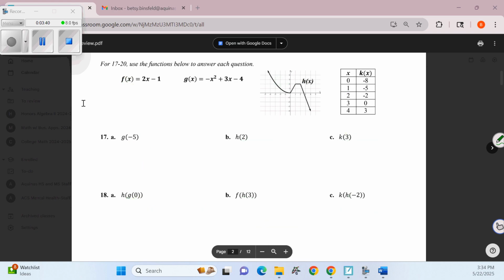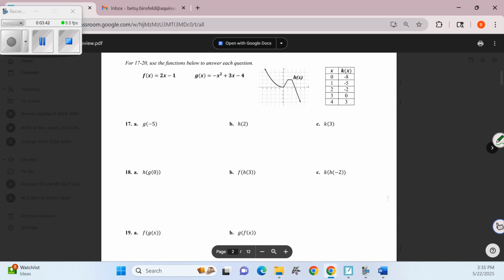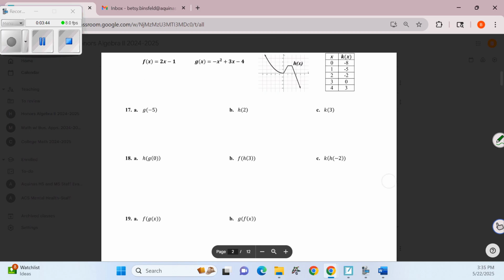Okay, moving along. I'm going to zoom out so I can keep a look at our functions here. So number 19, this one gets a little bit different because I'm not asking for you to plug in a specific value. I'm looking for you to find F of G of X. So let's find G of X, and let's actually just plug in the whole function G of X for what it is. So -X squared plus 3X, and then -4.